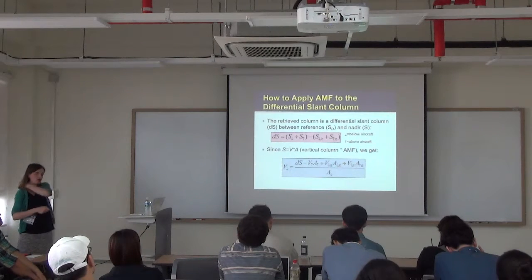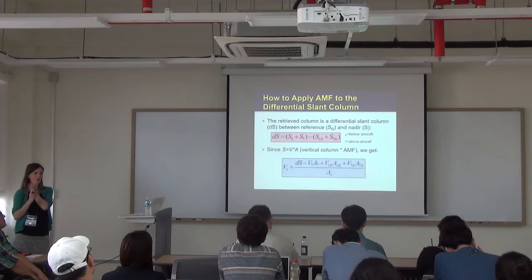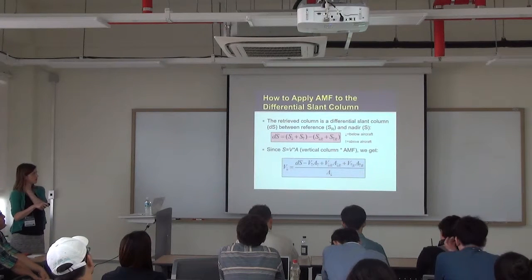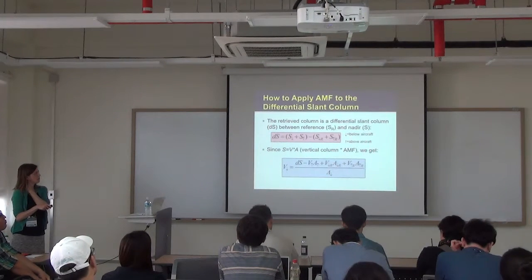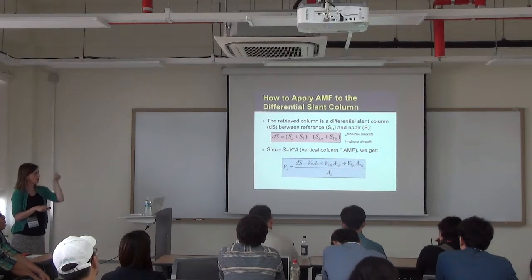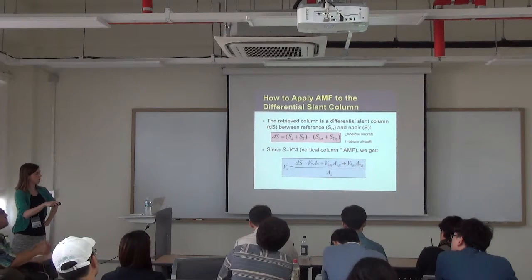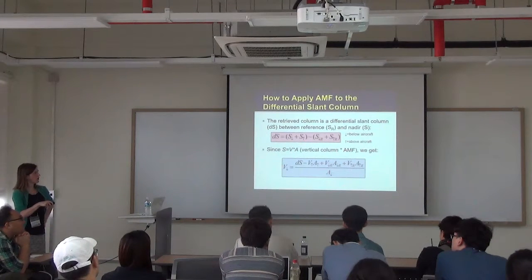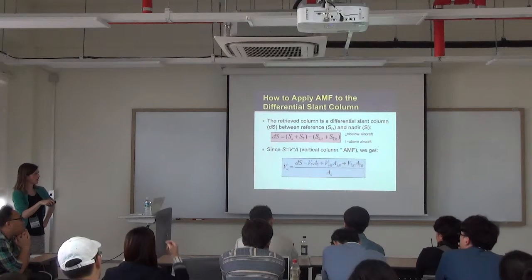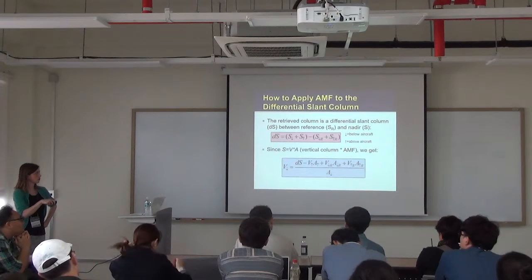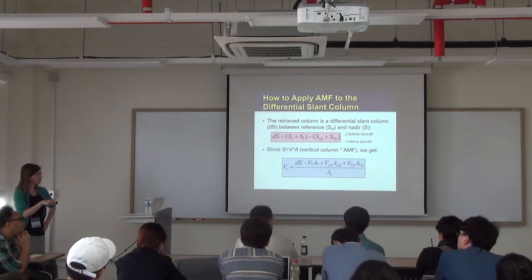So how do you actually apply that? It's not completely as simple as just dividing one thing by the other. What you're actually retrieving is a differential slant column. The S here is just your nadir slant column, the true nadir slant column, and the arrows I put are below the aircraft and above the aircraft. And the SR is the reference slant columns below and above the aircraft. So if you say S equals vertical times air mass factor, V times A, and you substitute in all of these S's, and then you solve for a vertical column below the aircraft, which is probably what you want, then you get this equation.